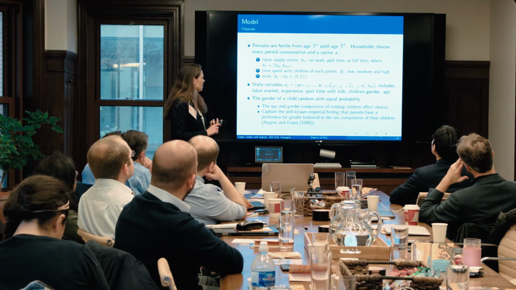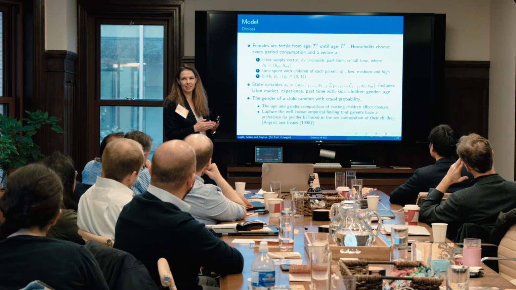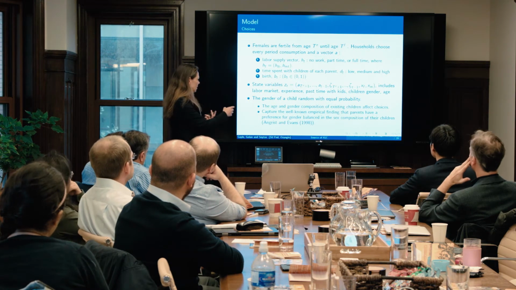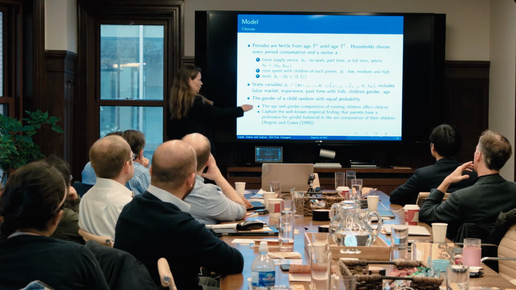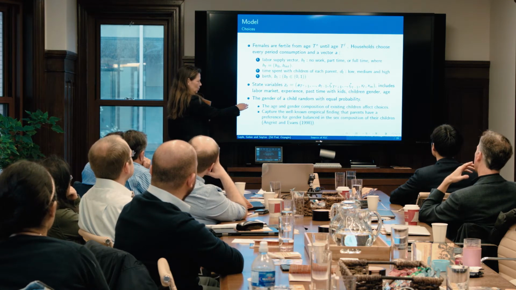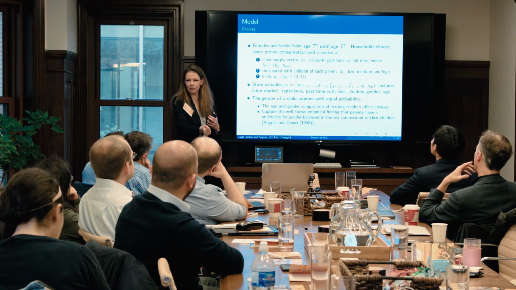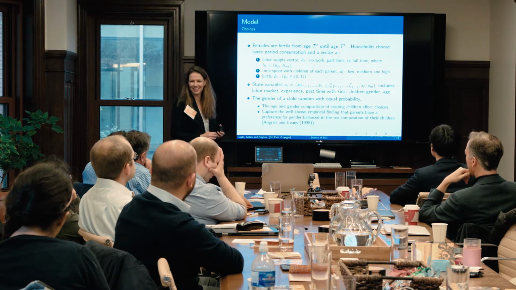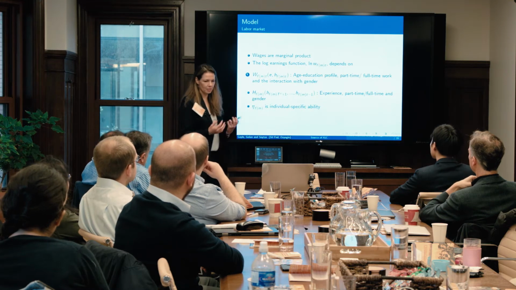And of course, once you decide to have a child, there is going to be a birth. It could be 50-50 boy or girl. However, given that it's a sequential choice, we do capture the fact that if you have maybe 2 boys, you're more likely to have another kid, kind of an Angrist-Evans type of thing. All right, wages are the marginal product.